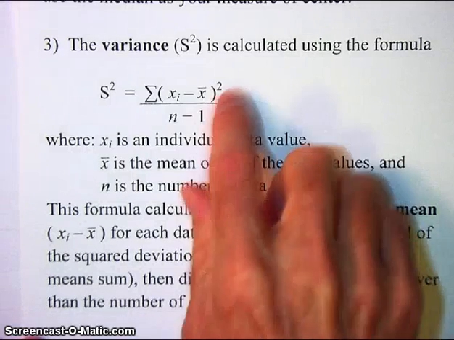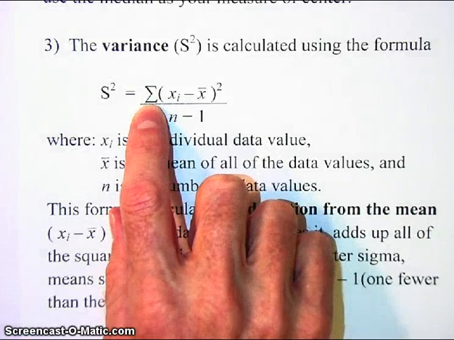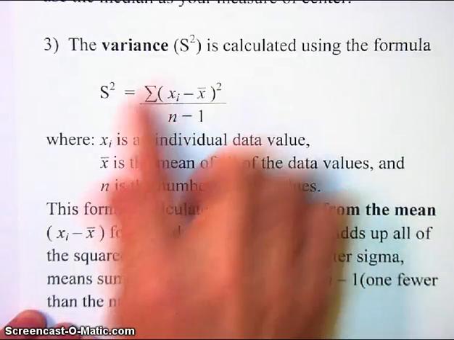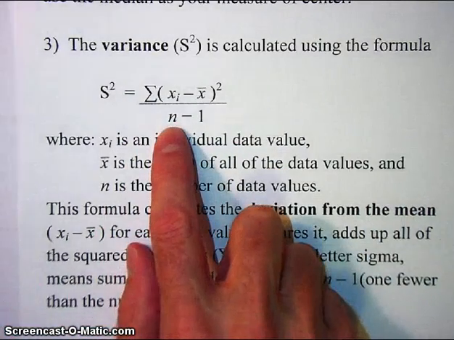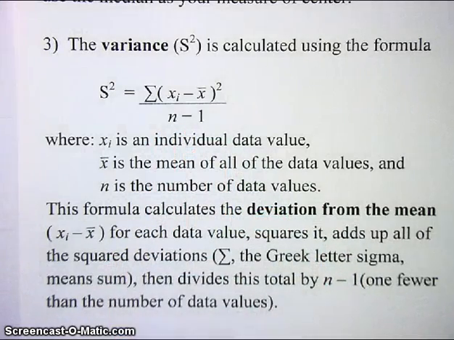And then once you square them, you're going to add them all up. That's what this symbol right here means. This Greek letter sigma means sum. Okay, this means add up all the squared deviations and then divide by this quantity n minus 1. It's 1 less than the number of data values, or 1 fewer than the number of data values.